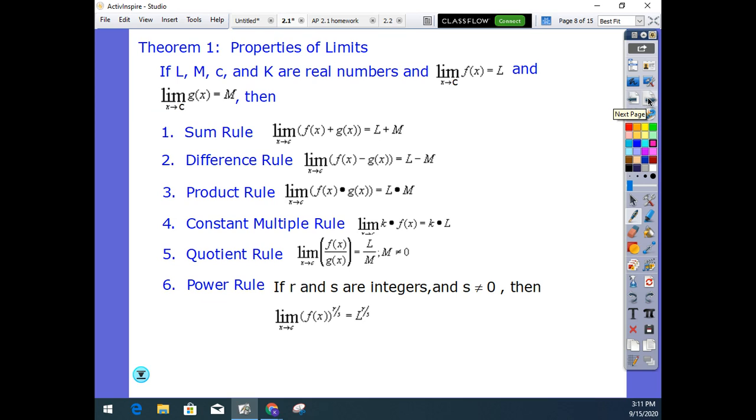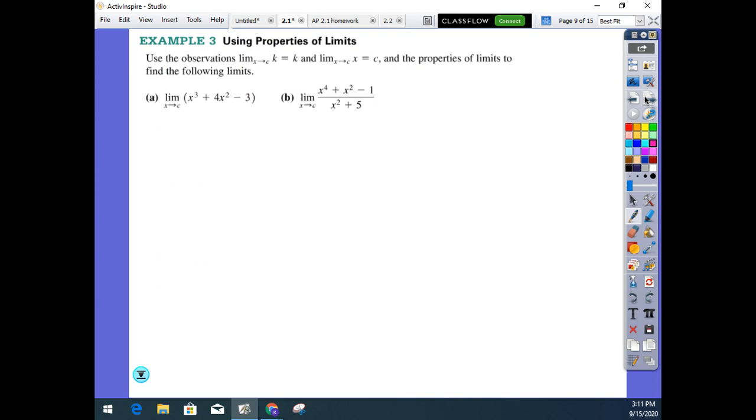All right. These are the properties. If you want to take some time and write these out, I'm not going to wait for that. But these just give us basic properties. If I'm adding 2 functions, I just add the value of their limits. If I'm subtracting 2 functions, I subtract their limits. Mostly this is just common sense.